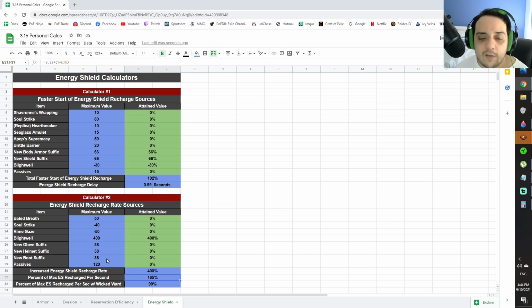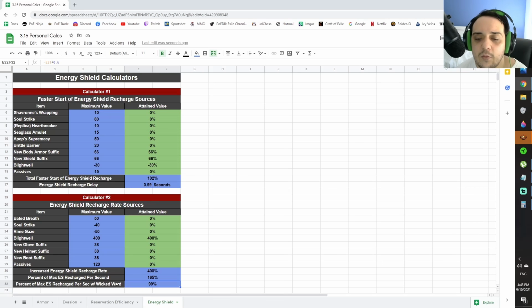So just as an example, if the only source of increased energy shield recharge rate I had was the Blightwell amulet, which gives you a whopping 400% increased energy shield recharge rate, that means that without Wicked Ward, I'm restoring 165% of my maximum energy shield in a single second, or with Wicked Ward, 99% of my energy shield.